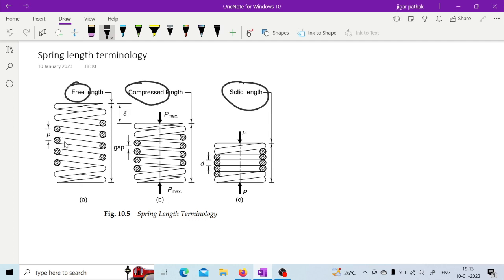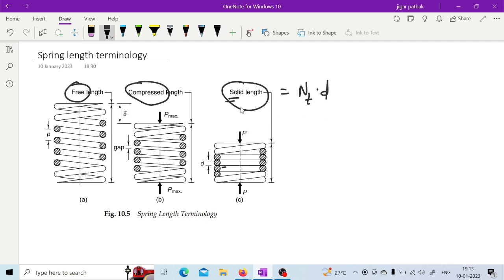So if we go one by one, first we discuss the solid length. As you can see in the given figure, when force is applied in such a manner that each coil is in contact with another coil, the solid length is basically given by nt into d, where nt is the total number of coil turns, and d is, as you know, the coil diameter. So solid length is given by nt into d.